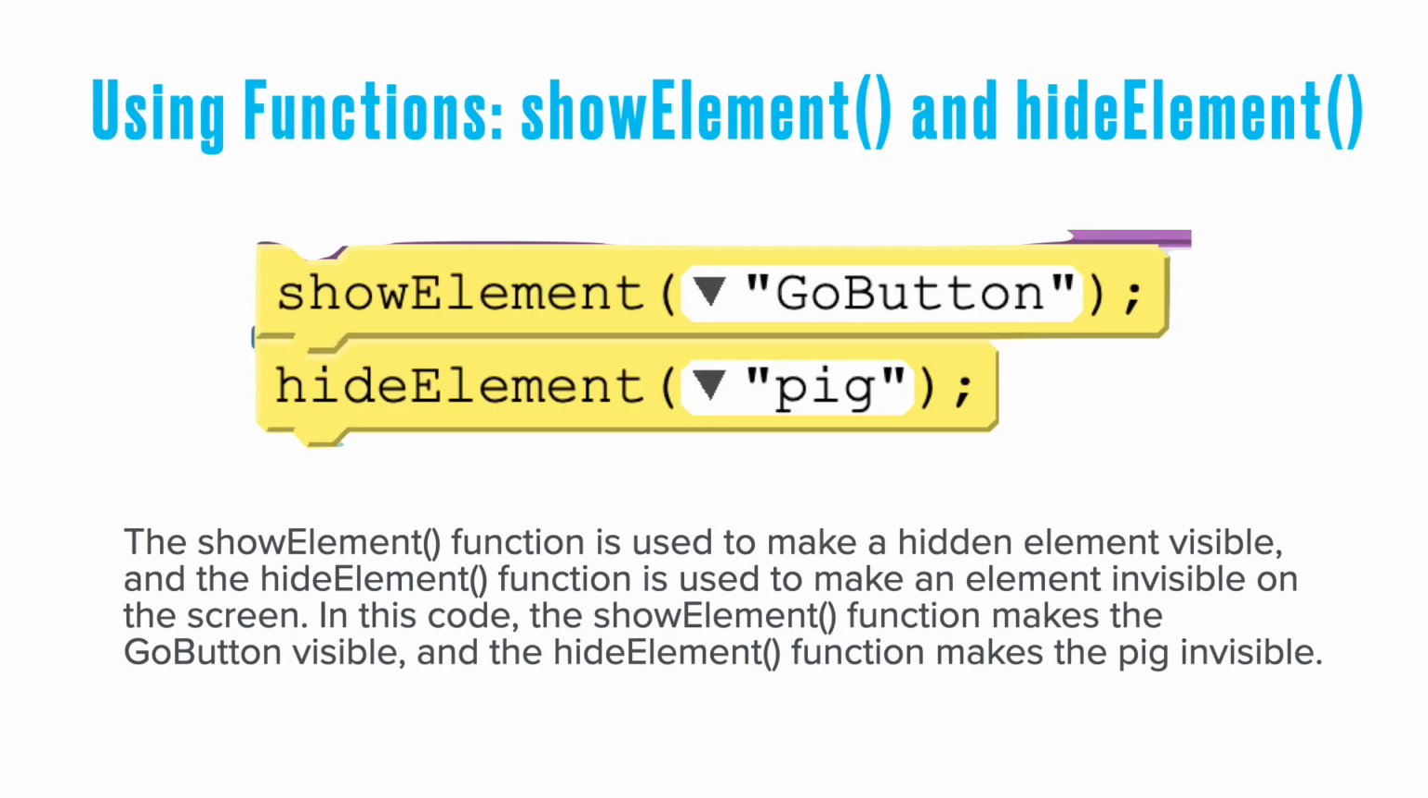The showElement and hideElement functions control the visibility of elements on the screen. In the pig game, they're used to make the go button visible and hide the pig when it disappears. And then they're used to turn them back on, showing the pig and hiding the go button, when the player clicks on the go button.